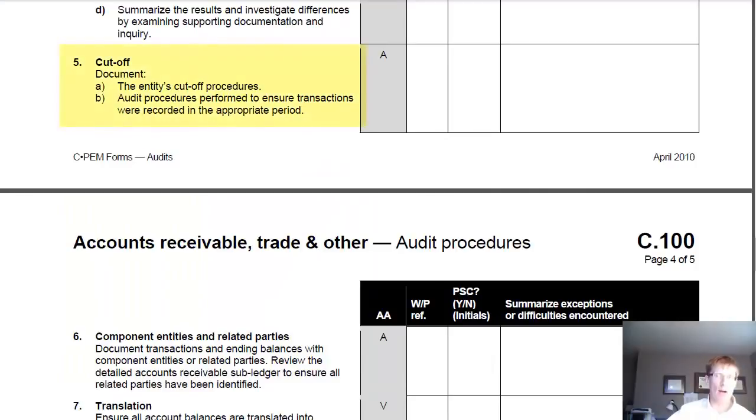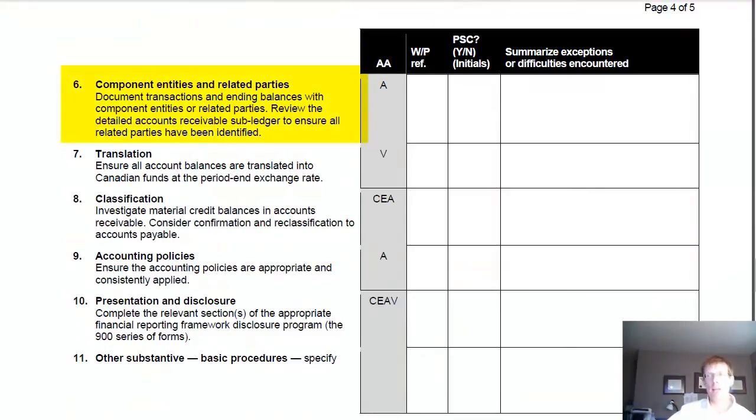Next we have our cutoff procedure. So here we're largely going to be trying to document what the entity's cutoff procedures are and documenting whatever audit procedures we have performed to ensure that transactions were reported in the appropriate period. Number 6 asks us to document the transactions and ending balances with component entities or related parties. This is mainly a GAAP disclosure requirement. The other thing we need to keep in mind is that if they are an affiliate that is either significantly influenced or is consolidated or a joint venture, there's going to be some sort of elimination required of those intercompany transactions.